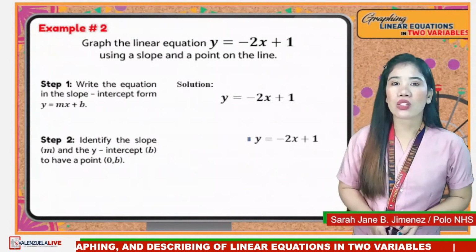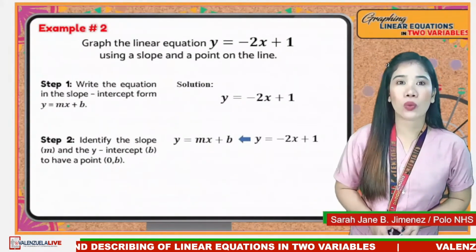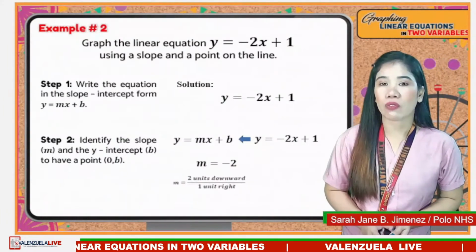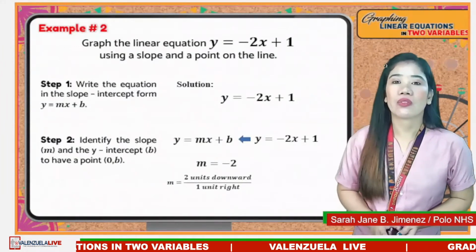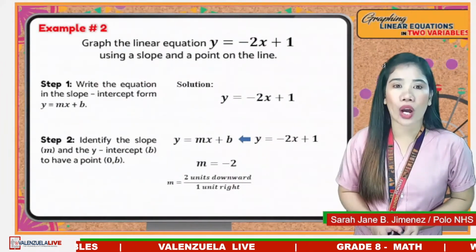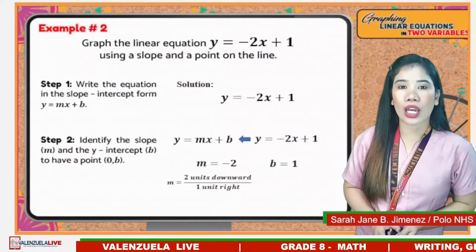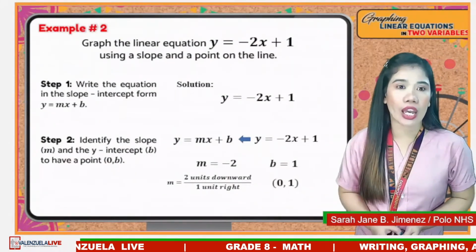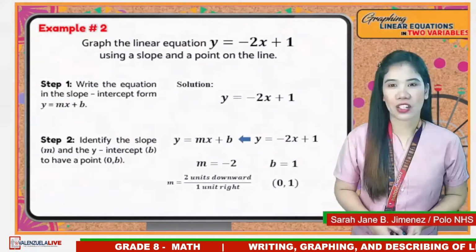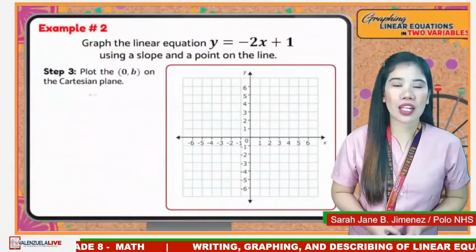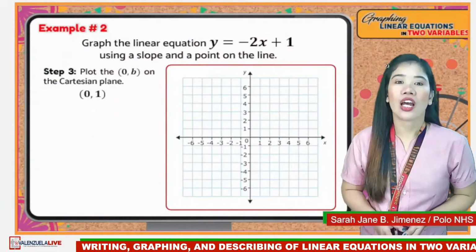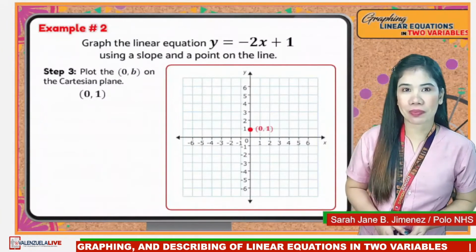From y equals negative 2x plus 1, we can see that the value of m is equal to negative 2 or negative 2 over 1. It means 2 units downward over 1 unit to the right. And the y-intercept b is 1, hence we have our point 0, 1. For step number 3, plot the y-intercept on the Cartesian plane. So let us plot 0, 1.